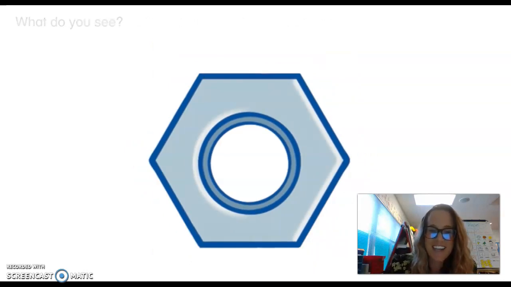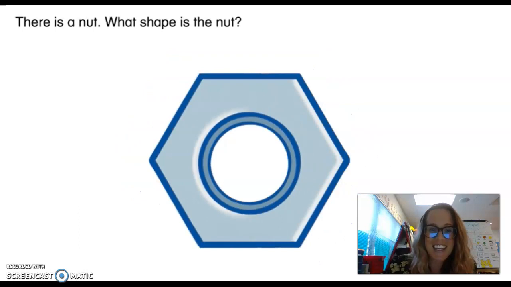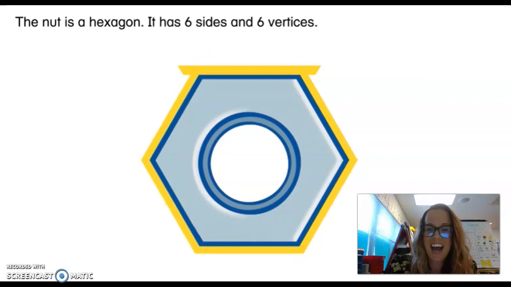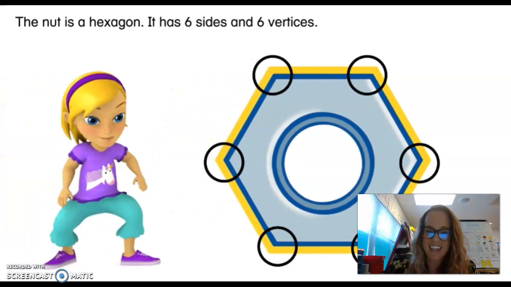What do you see? This is a nut. What shape is the nut? The nut is a hexagon. It has 6 sides and 6 vertices.